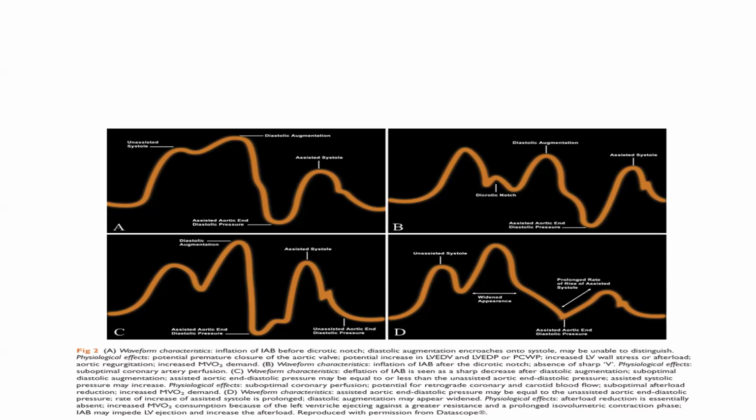So this is the diagrammatic representation of malfunction. A represents inflation of the IABP before the dicrotic notch. B means inflation of the IABP after the dicrotic notch. C represents deflation of the IABP, which is seen as a sharp decrease after diastolic augmentation.